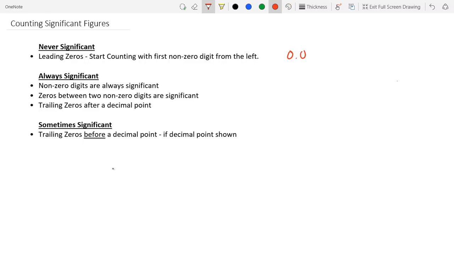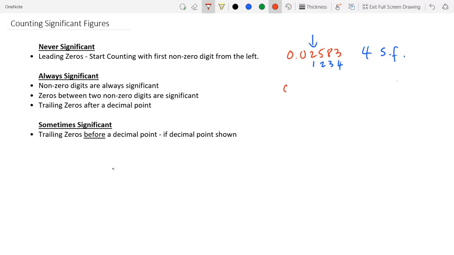So for example, if we have 0.02583, we would start counting from the 2. That's the first non-zero digit. 1, 2, 3, 4. We would have 4 significant figures. Now non-zero digits are always significant. Zeros between two non-zero digits are also significant.